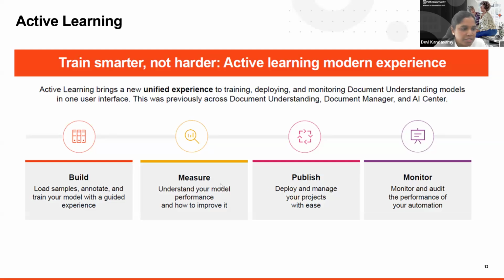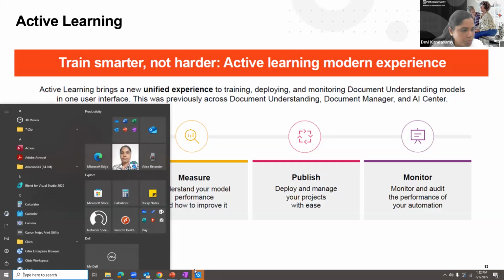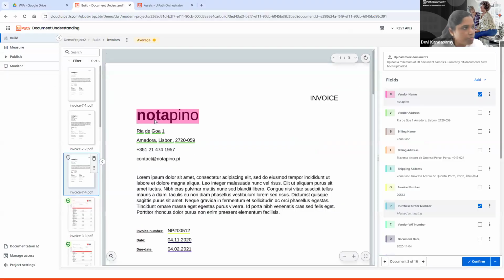The next step is measure, where you can understand the model performance. Here you can see different metrics provided for classification as well as for the extraction part. Then we have publish, where you can deploy the model as a project and use it across your workflows. And then we have monitor, where you can see complete analytics of the model performance in production. Let me show you the demo of it.